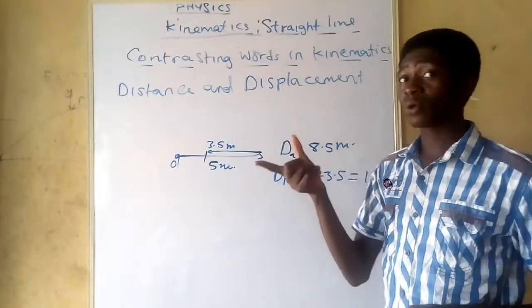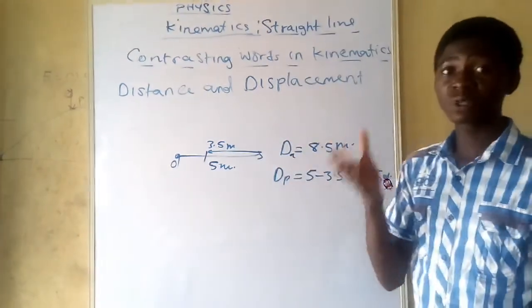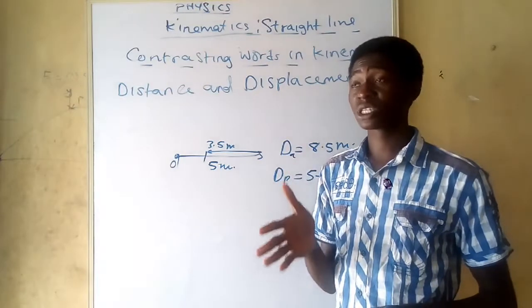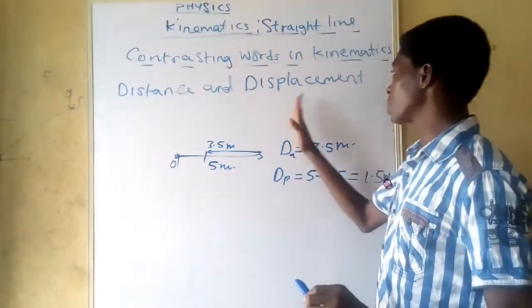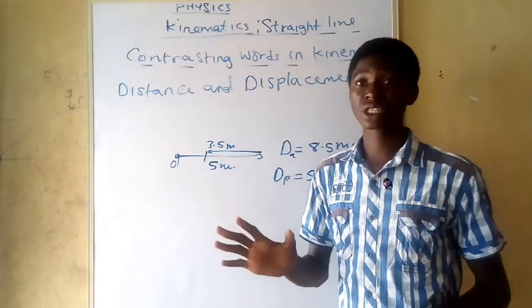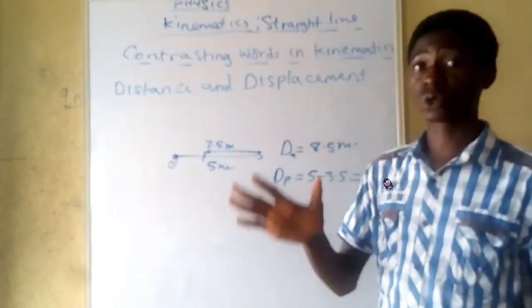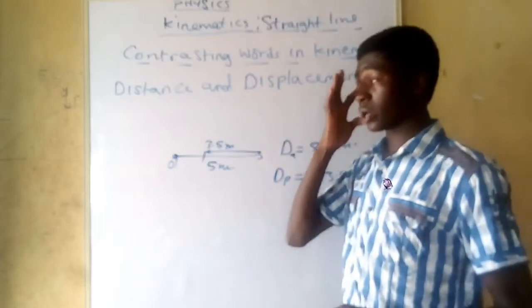Now, to state it clearly, the major difference between distance and displacement is that distance is a scalar quantity. Remember, we have scalar quantities and then we have vector quantities. Scalar quantities have only magnitude, they don't have direction. But displacement, on the other hand, is a vector quantity, it has magnitude, it also has direction.